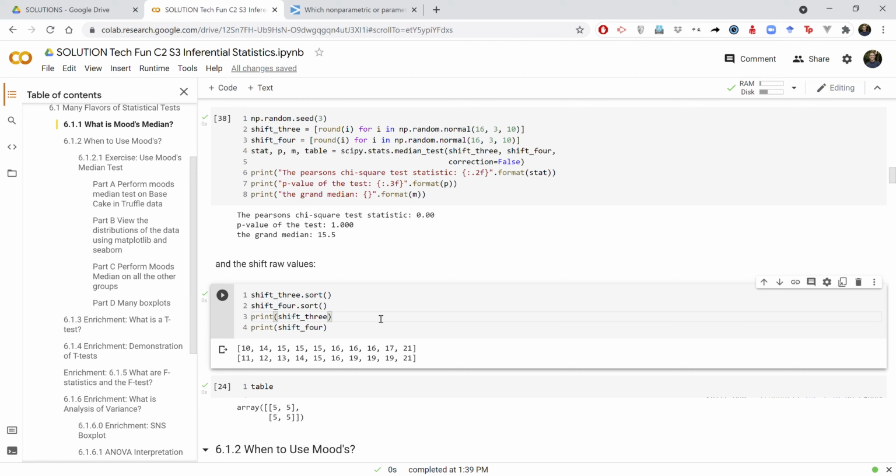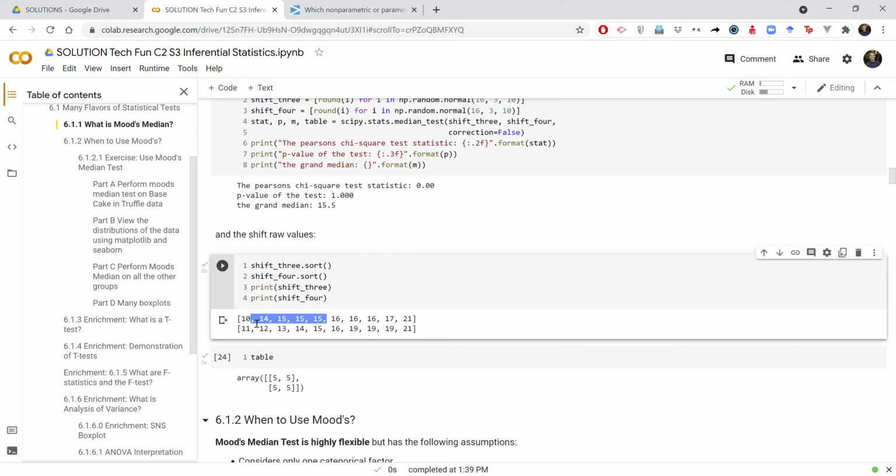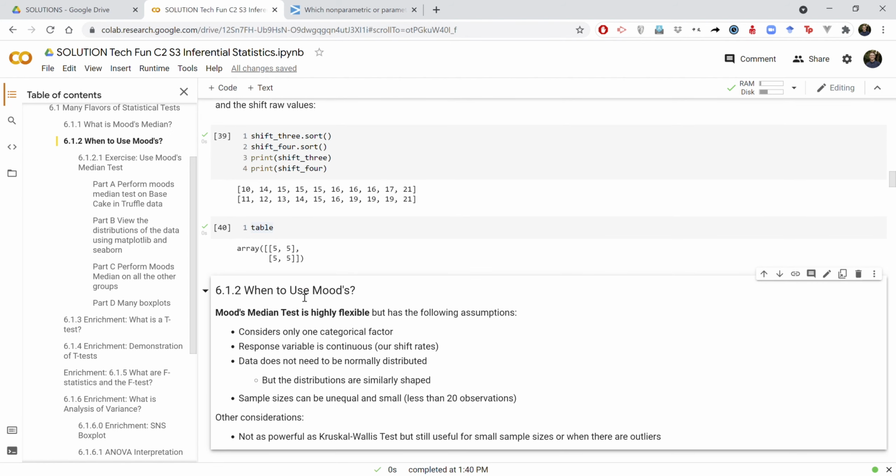Again, we can look at the raw shift values. With a grand median of 15.5, we look at our sorted shifts and see that 5 are indeed below and 5 are above for both groups. And we can look at the reported table as well.